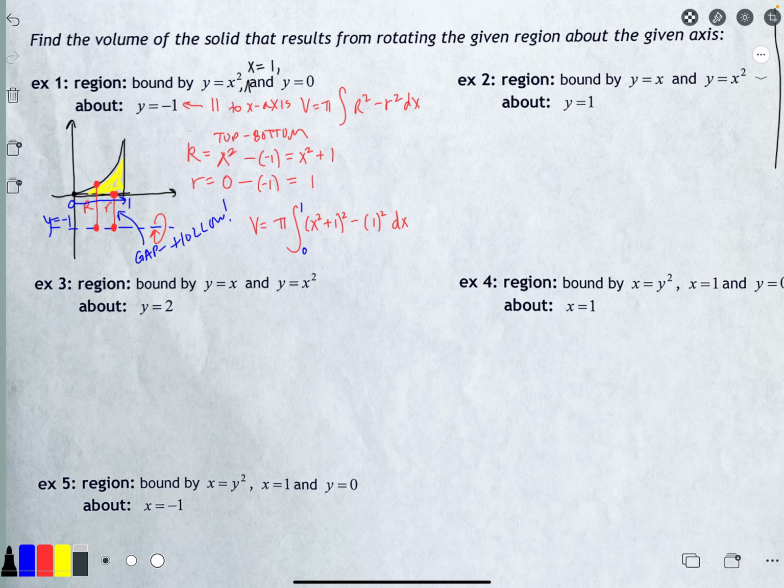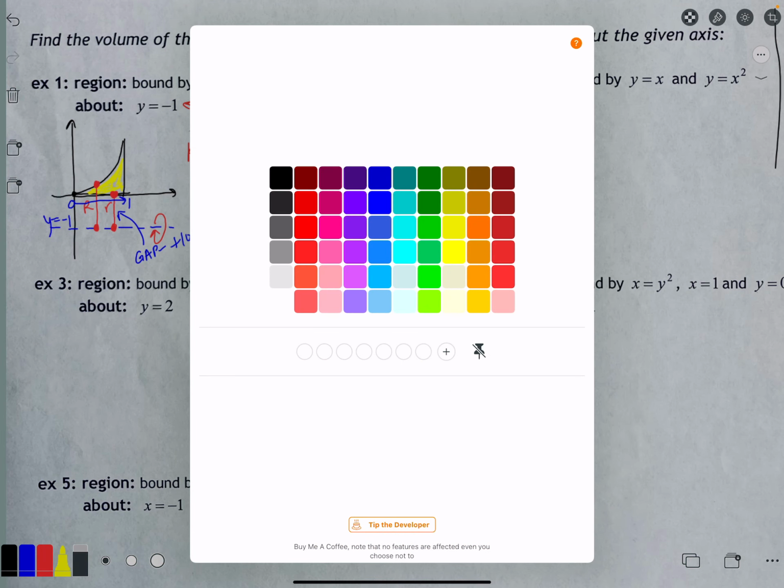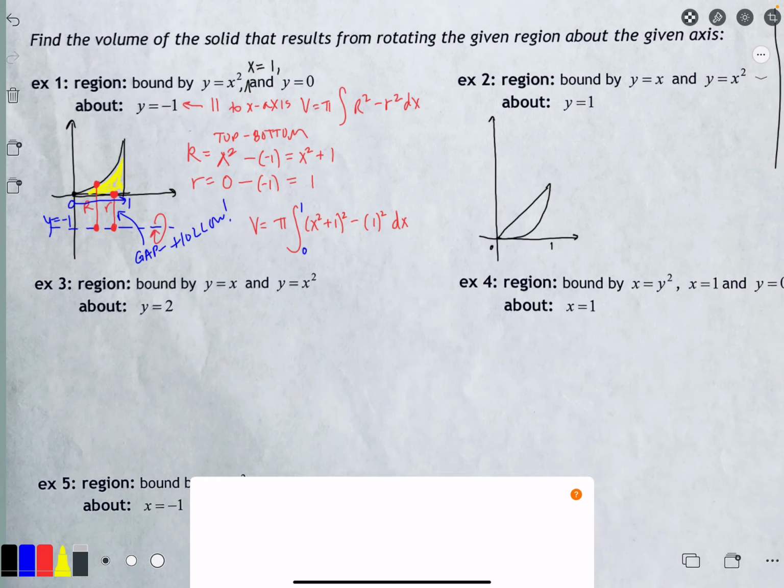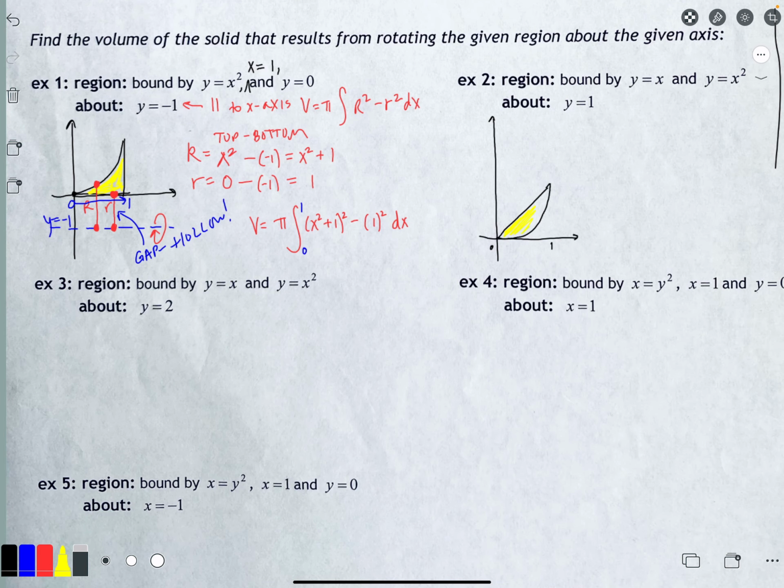Number 2, I've got the region bound by y equals x and y equals x squared, and I'm going about the line y equals 1. So y equals x looks like that. Y equals x squared is my parabola. Okay, and they intersect at 0 and at 1. Okay, so the region that I'm talking about is this region in here.